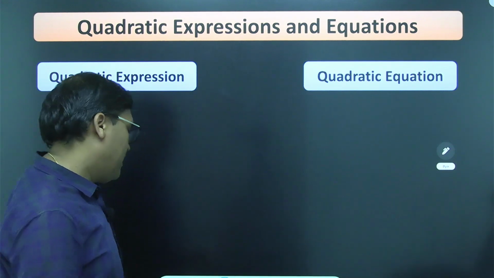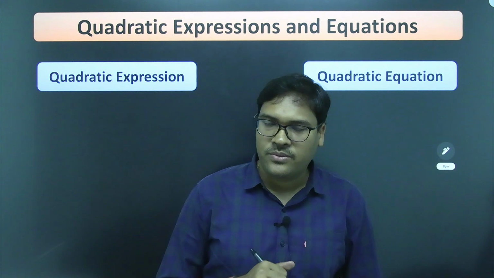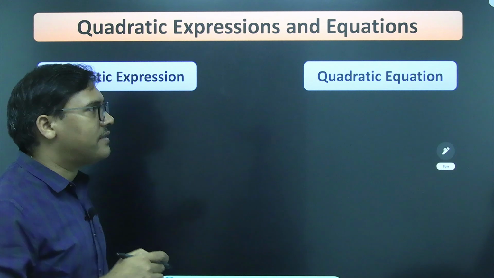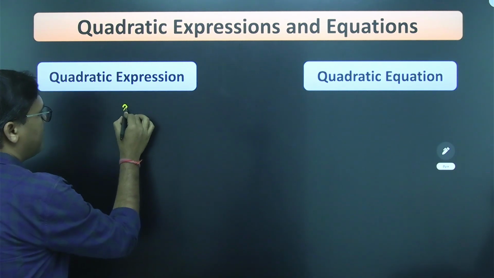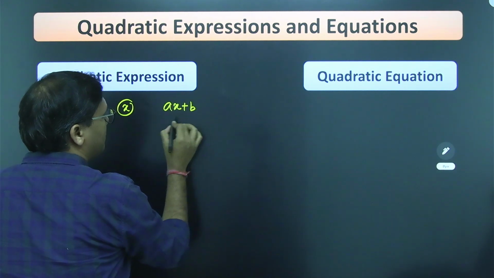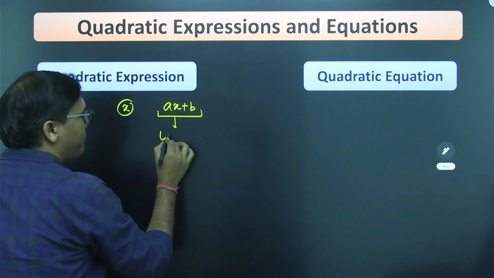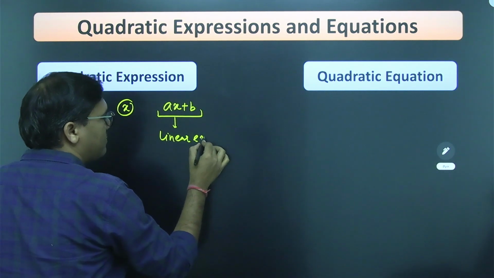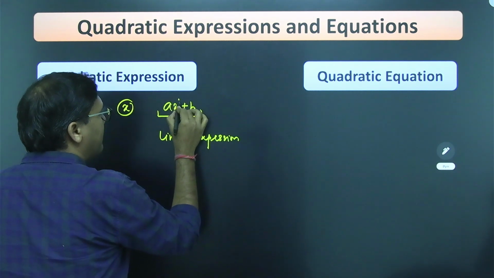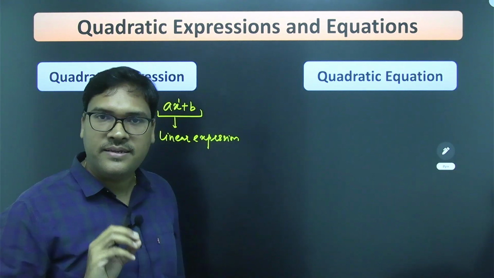Let's start this. First you have to understand what is the meaning of a quadratic expression or a quadratic equation. Whenever you have any equation, first understand this: you have some variable x. Now let's say you have ax plus b. This is a linear expression. Why is this a linear expression? Because the highest power of x is 1. The highest power of the variable is 1. That is, this is a linear expression.